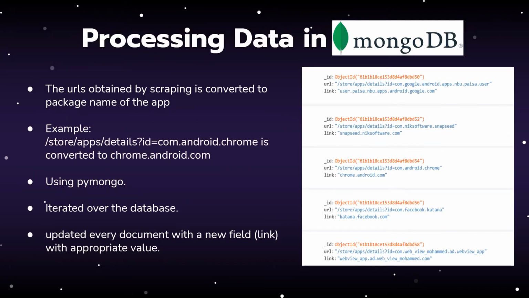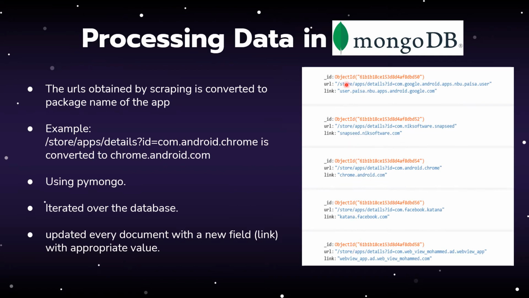Now to process the data, we have used MongoDB as the database. The URLs obtained by scraping are then converted to the package name of the application. For example, as you can see here, /store/apps/details?id=com.android.chrome is converted to chrome.android.com. So this is the conversion from the URL which we have obtained to the package name of the application. So here are a set of examples.